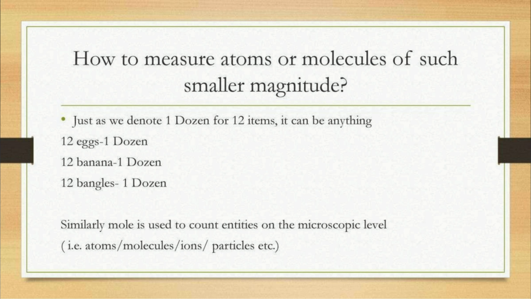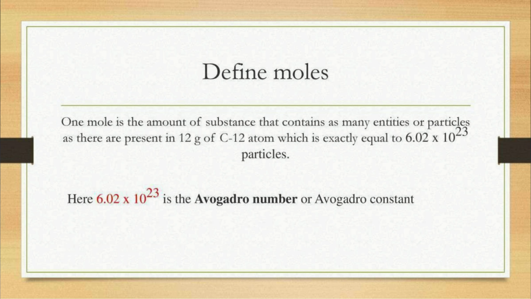Have you ever wondered this? These are so small that we need electron microscopes to see them. So how can I measure them? Just as we denote 1 dozen for 12 items, it can be anything, like 12 bananas equal 1 dozen, right? Similarly, a mole is used to count entities on the microscopic level, and these entities can be atoms, molecules, ions, or particles.